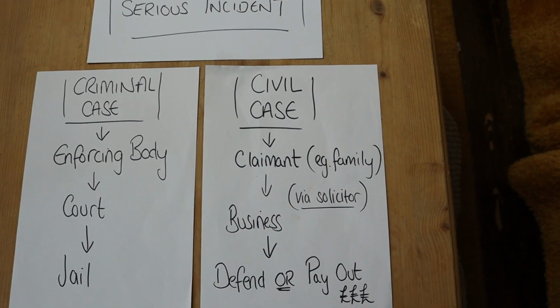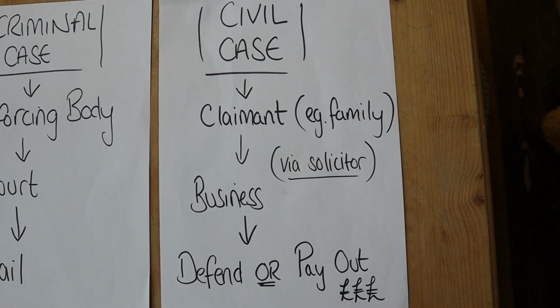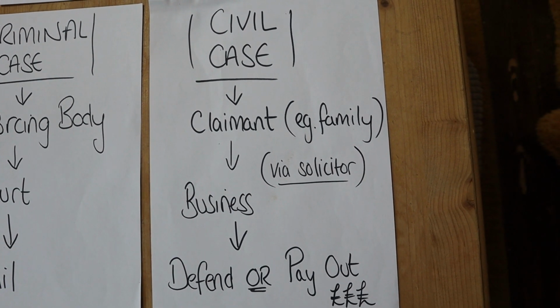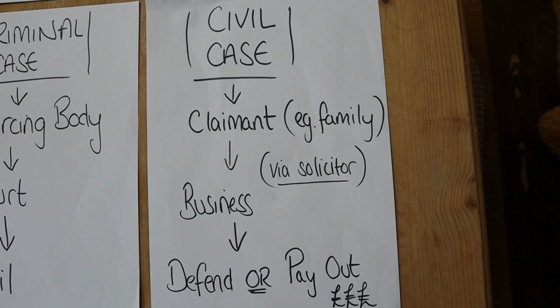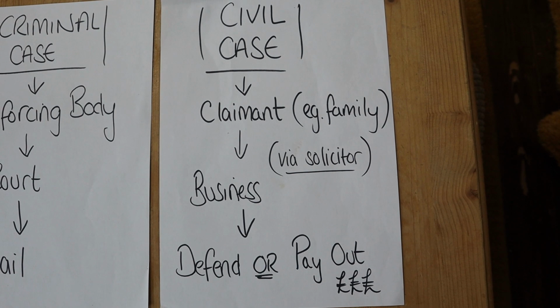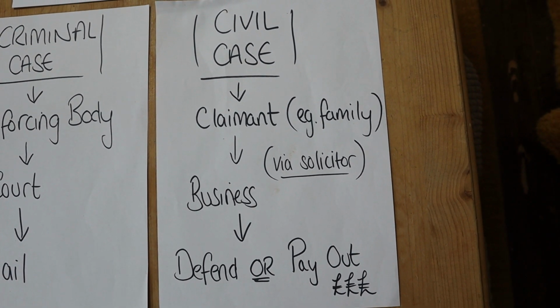Now let's go through civil law. So remember, we've had a fatality or serious incident. With a civil case, it'll be the claimant. So this would normally be the person that was injured. If it was a fatality, it would be the family of the deceased. They normally go to a solicitor for obvious reasons, and that solicitor will then approach the business or the business's solicitor or the business's insurer. It depends on your setup. The business then make a decision whether they want to defend or pay out. In a nutshell, that's the process.